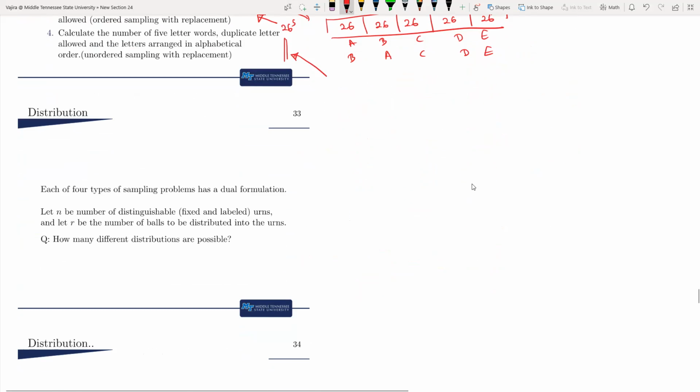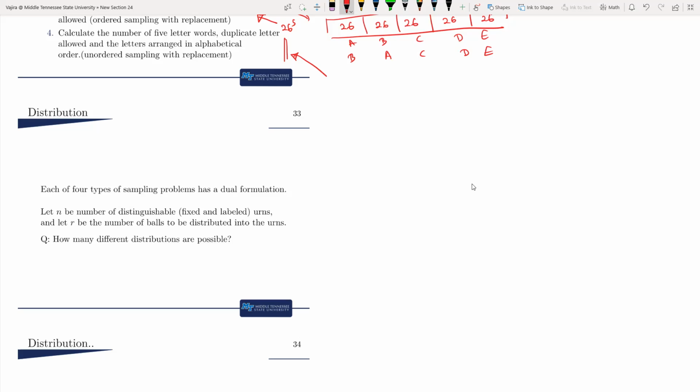So here you can see that we are trying to go to the other side, distributing. Each of the 4 types of sampling problem has a dual formulation. So now we want to reformulate the sampling problem in a distributing setting. Okay. So we use urns and balls in this setup to explain.